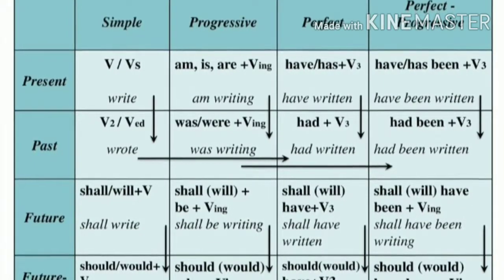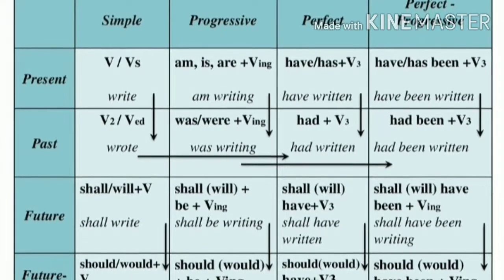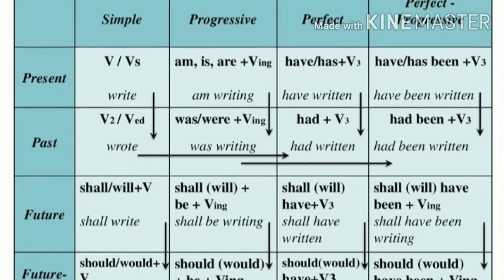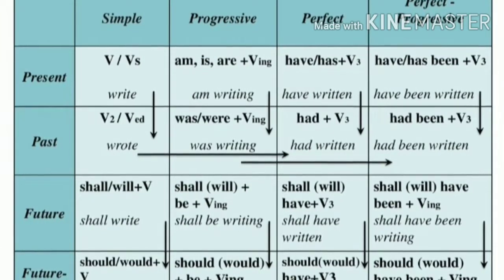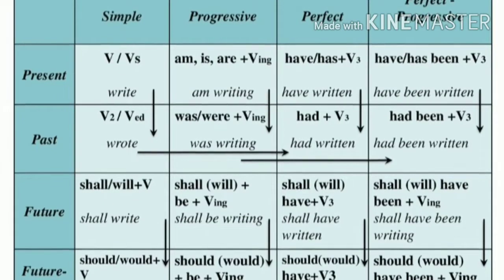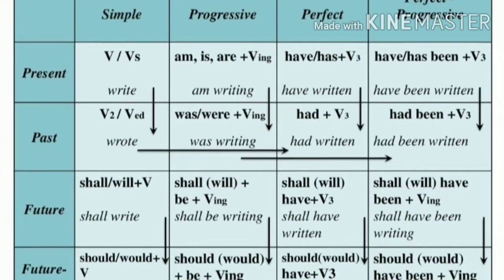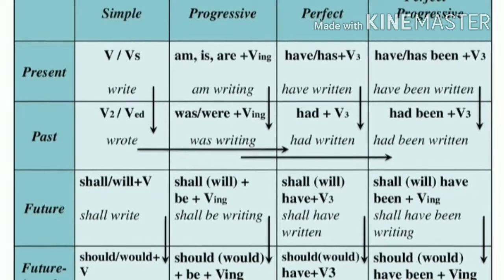Alright. Next is your present perfect continuous: have/has been plus verb third form. So have been written will change to past perfect continuous. That will be had been plus verb third form. So it will become had been written. Alright. Hope now it's clear to you how your present tense changes to past tense. So these were the structures.